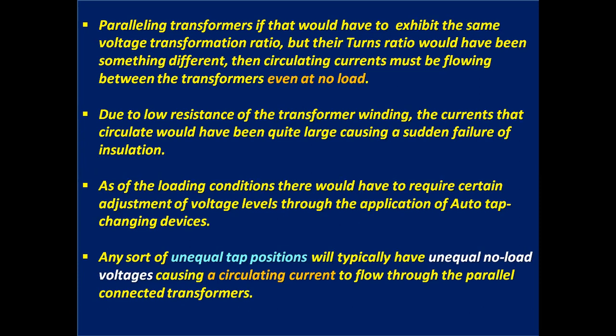In paralleling transformers, if they exhibit the same voltage transformation ratio but their turns ratio is different, then circulating currents will flow between the transformers even at no load. Due to the low resistance of the transformer winding, the circulating currents would be quite large, causing a sudden failure of insulation. As the loading conditions change, certain adjustment of voltage levels is required through the application of auto tap changing devices.